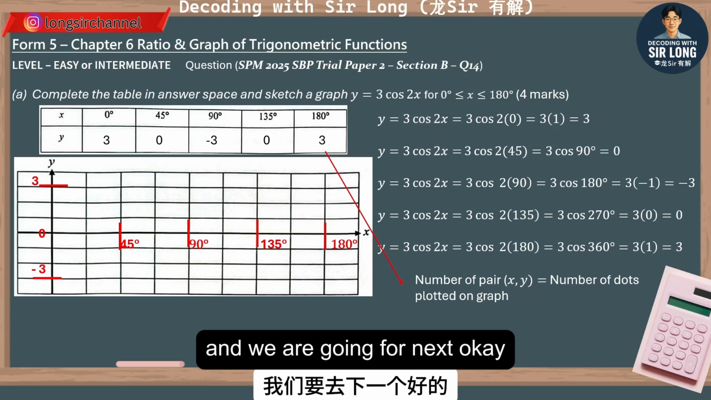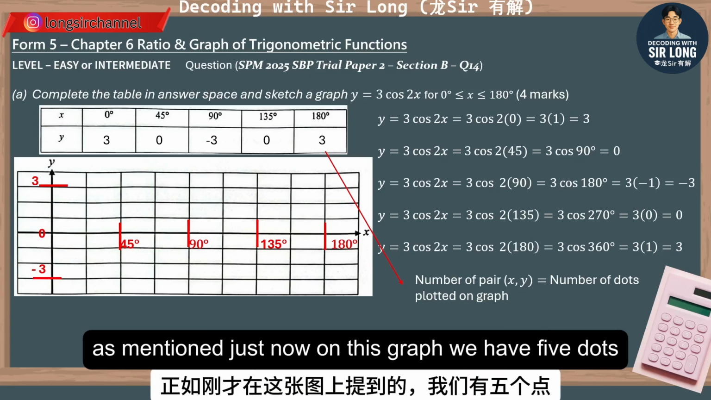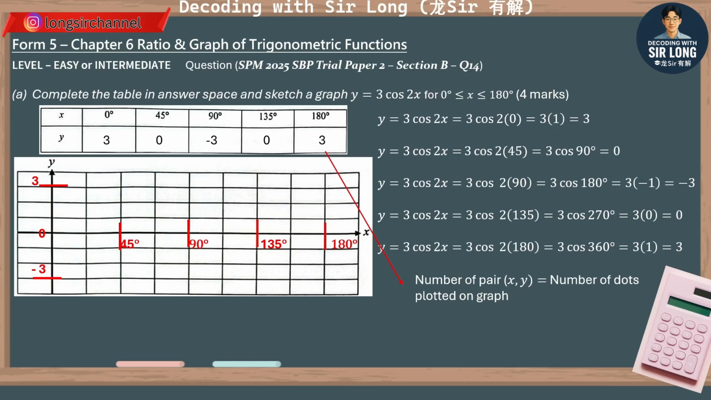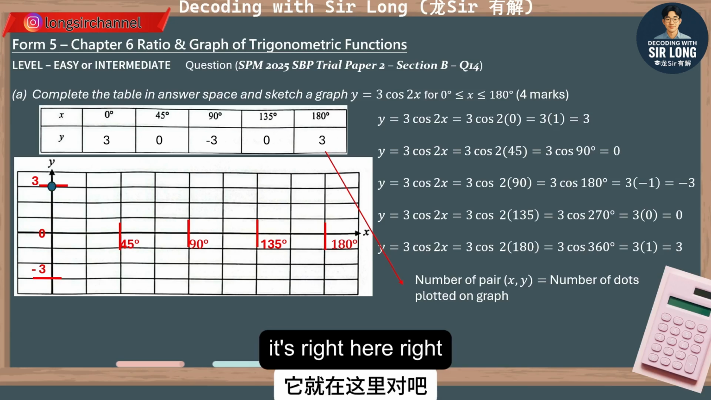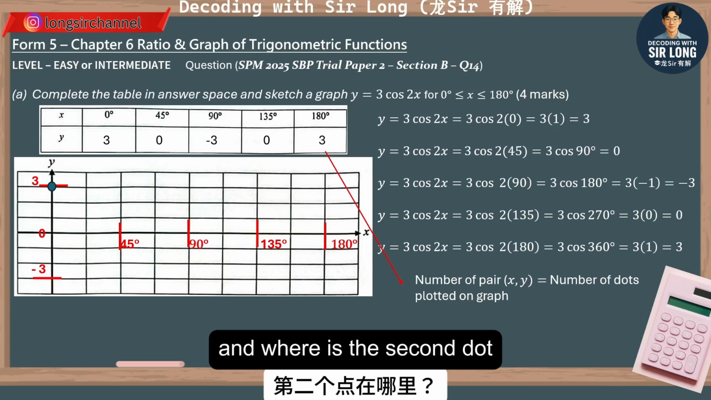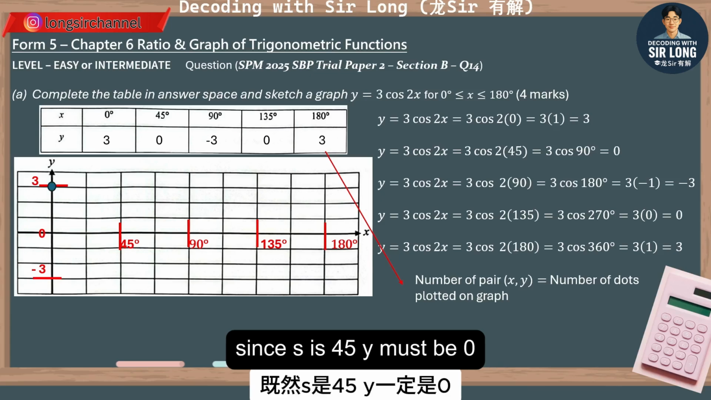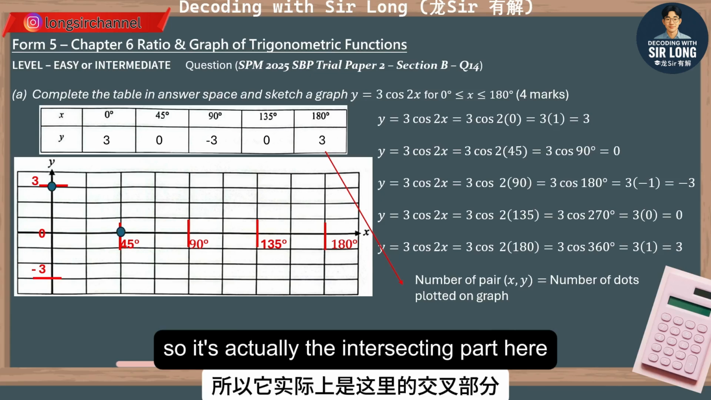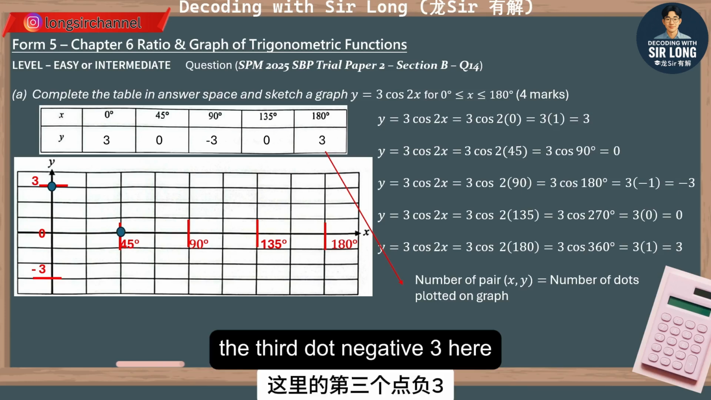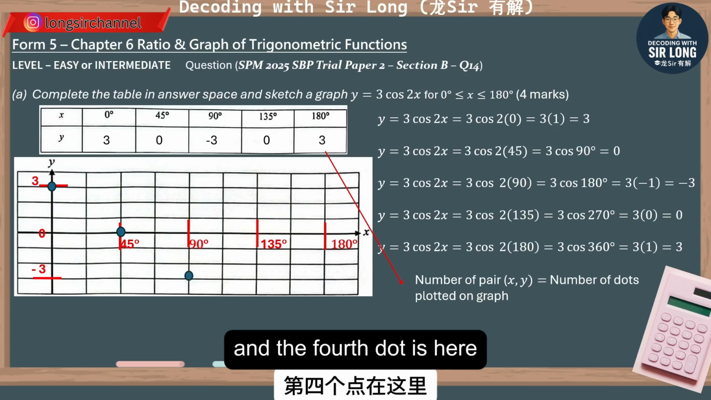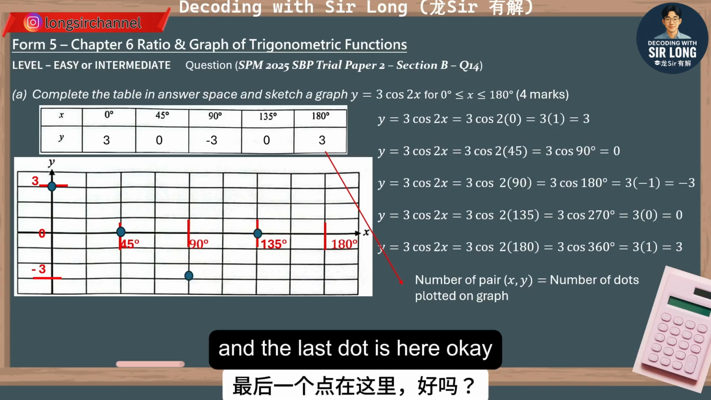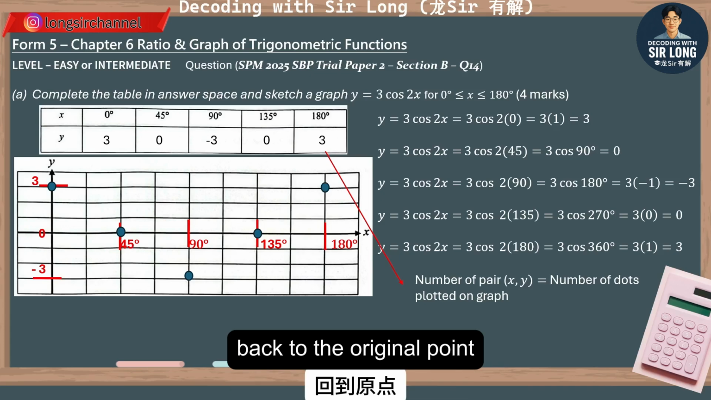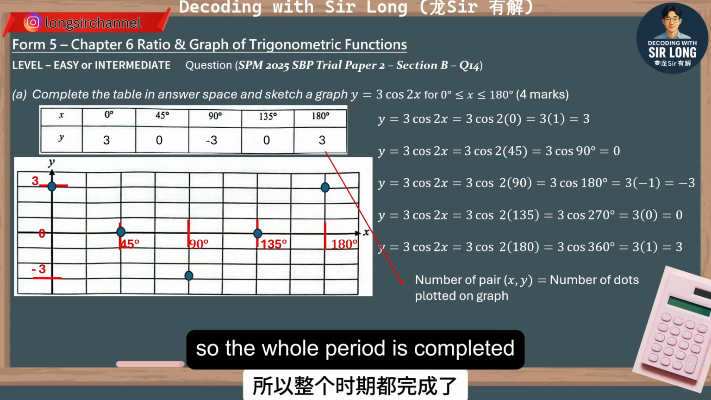As mentioned just now, on this graph we have 5 dots. The first dot is right here, right? And where is the second dot? Since x is 45, y must be 0, so it's the intersecting part here. And the third dot, -3 here. The fourth dot is here, and the last dot is here. Back to the original point, so the whole period is completed.